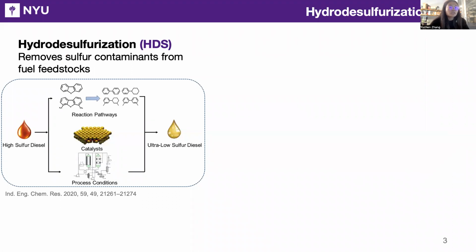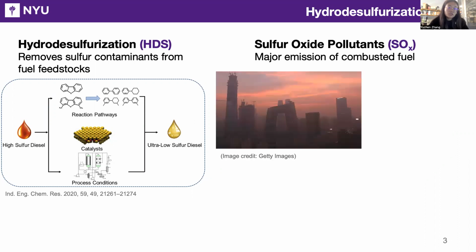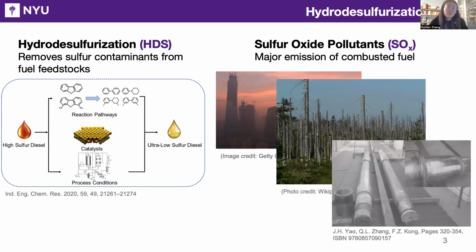First, I'll be talking about hydrodesulfurization, or HDS, which is an industrial process to remove sulfur contaminants from fuel feedstock to produce ultra-low sulfur diesel. As we know, sulfur oxide is a major emission of combusted fuel. In addition to health and environmental problems, sulfur in fuels can cause corrosion in pipelines by deactivating the catalysts. Therefore, sulfur emissions have been regulated to historically lower levels.